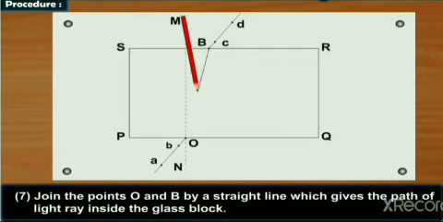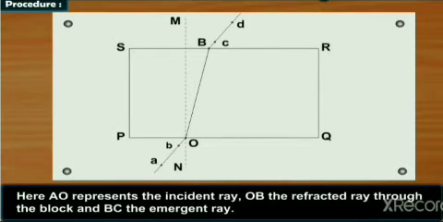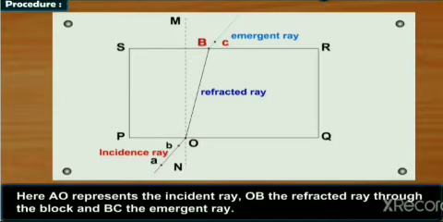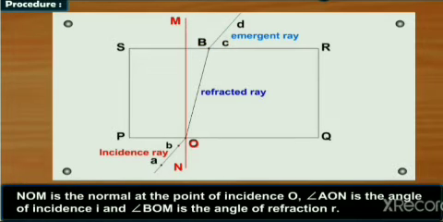Join the points O and B by a straight line, which gives the path of light ray inside the glass block. Here AO represents the incident ray, OB the refracted ray through the block, and BC the emergent ray. NOM is the normal at the point of incidence O. Angle AON is the angle of incidence I, and angle BOM is the angle of refraction R.